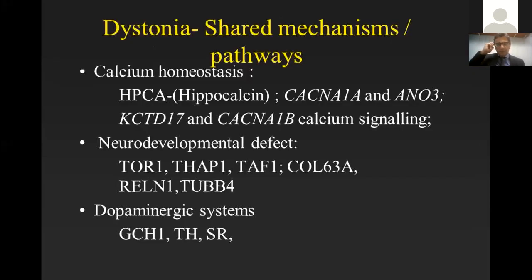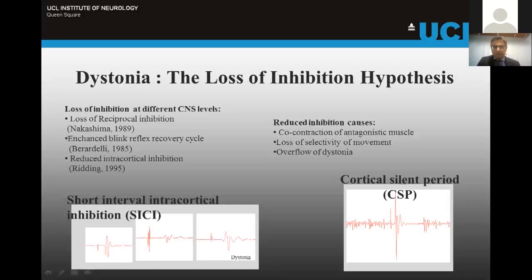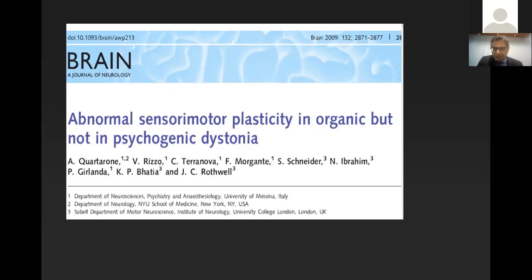And you can broadly summarize the shared mechanism pathways into three. So calcium homeostasis, HPCA, and so on, all of these, as I mentioned to you, had something to do with calcium signaling. Neurodevelopmental defects such as the DYT1, the DYT6, and so on. And then the dopaminergic system, such as in dopa-responsive dystonia or other genes in the dopamine synthesis pathway. The fundamental thing at the brain or the spinal cord or brainstem level is a loss of inhibition and abnormality in sensory motor plasticity. So that's all I'm going to say a little bit about the pathophysiology.